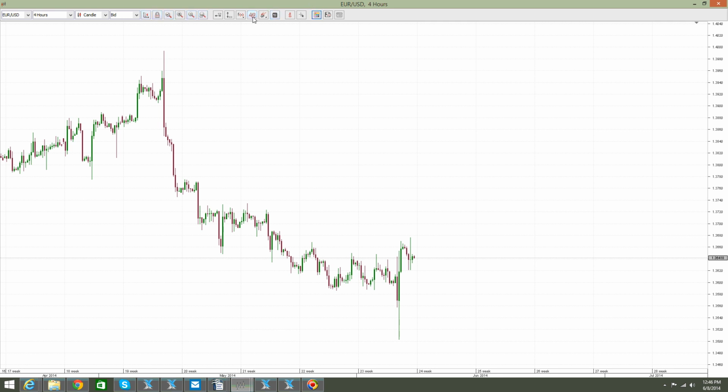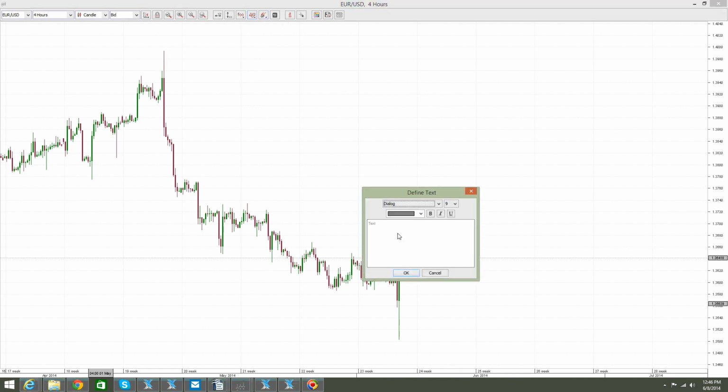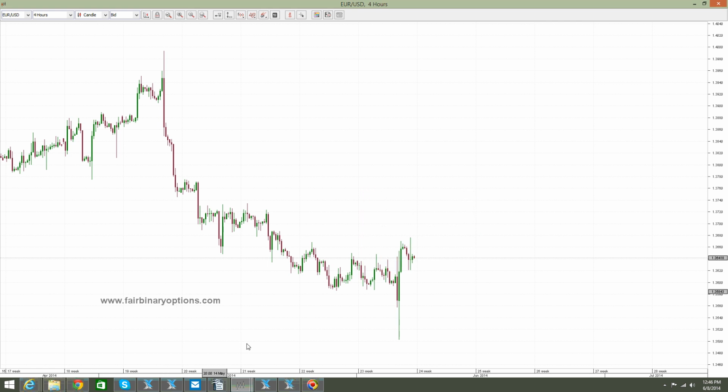So let's try to write on the screen here that this is fairbinaryoptions.com, and this is the euro US dollar. I would like to make something that we didn't do so far here on the website. I would like to establish a trading plan for the euro US dollar, or how to trade the euro US dollar next week, in the sense that this whole move from these highs to these lows, I would say it is corrective.